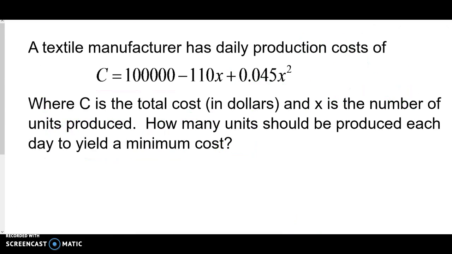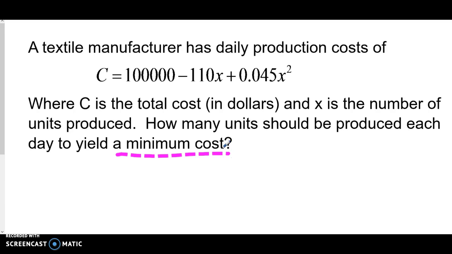Last example here says the textile manufacturer has daily production costs of C equals blah, blah, blah. Notice that this is a quadratic function. Currently, it's not written in standard form of a polynomial just because it's not in descending order. It's kind of in ascending order. So C is the total cost, and x is the number of units produced. How many units should be produced each day to yield a minimum cost?